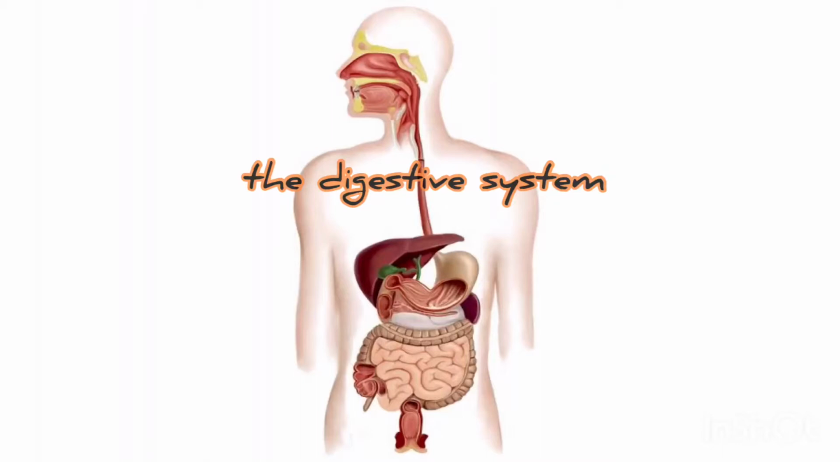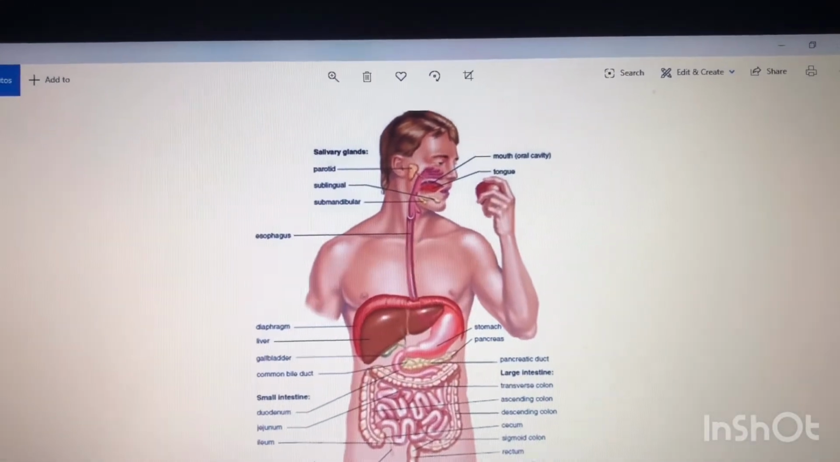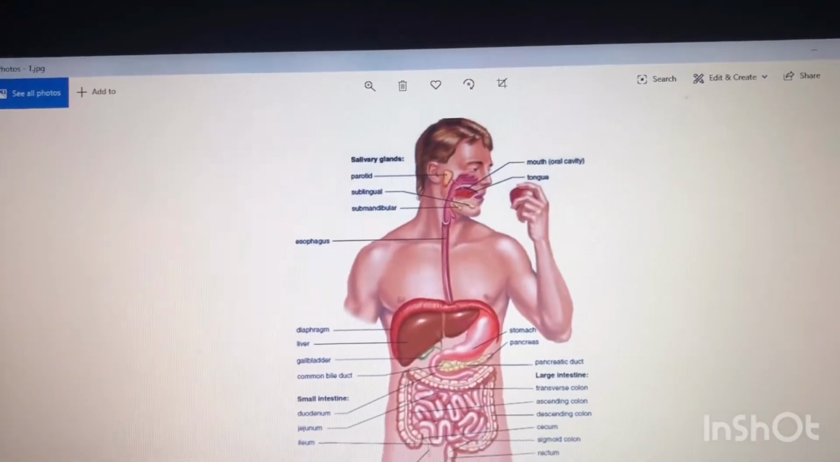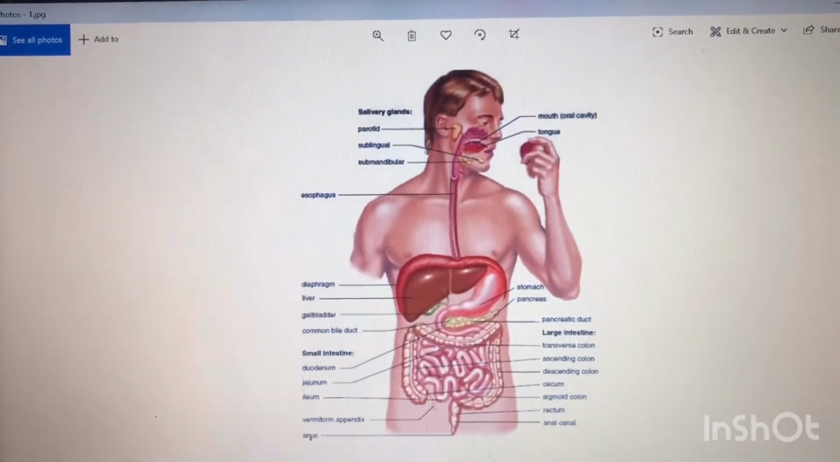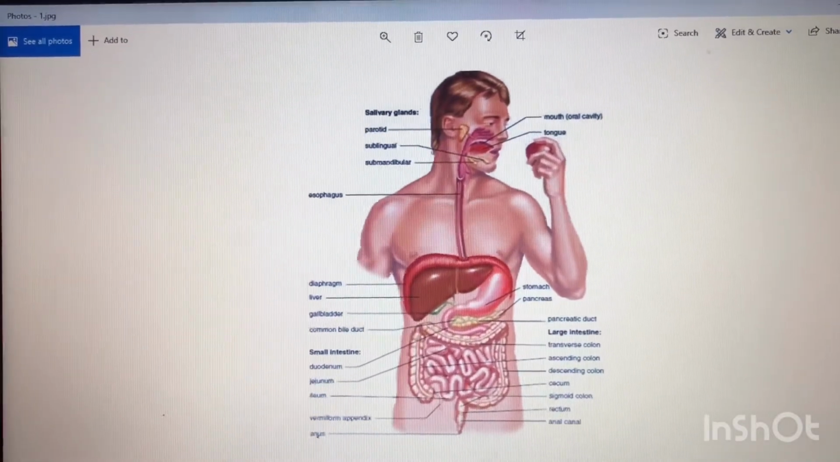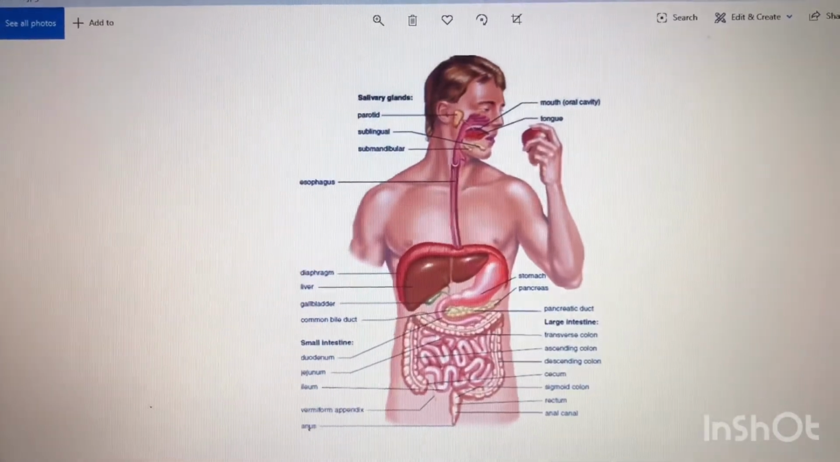The digestive system. The digestive system consists of the gastrointestinal tract plus the accessory organs of digestion. Digestion involves the breakdown of food into smaller and smaller components until they can be absorbed and assimilated into the body. The process of digestion has three stages.